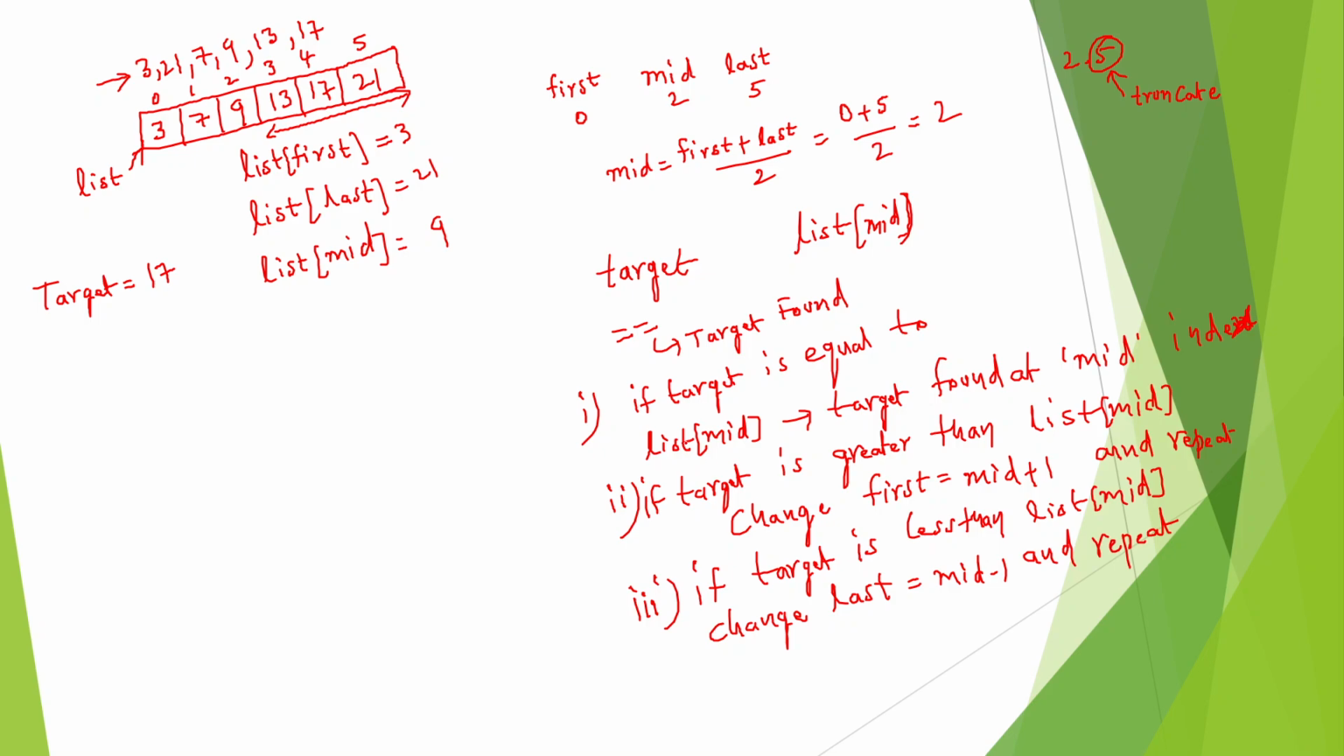Hope you are understanding ma: first case, second case, third case. If target is equals to list of mid, దాని అర్థం ఏంటి, లిస్ట్ ఆఫ్ మిడ్ ఇట్ సెల్ఫ్ is the target, okay, target found at mid index. If target is greater than list of mid, change first equals to mid plus 1, ఈ ఫస్ట్ ని మిడ్ ప్లస్ 1 చేసేయాలి, అండ్ కొత్త మిడ్ ని ఐడెంటిఫై చేసి మళ్ళీ సేమ్ అప్రోచ్ ని రిపీట్ చేయాలి. ఇఫ్ ద టార్గెట్ ఈస్ లెస్ దాన్ లిస్ట్ ఆఫ్ మిడ్, దెన్ లాస్ట్ ని చేంజ్ చేయాలి, లాస్ట్ మిడ్ మైనస్ 1 చేయాలి, మళ్ళీ సేమ్ అప్రోచ్ ని రిపీట్ చేయాలి.